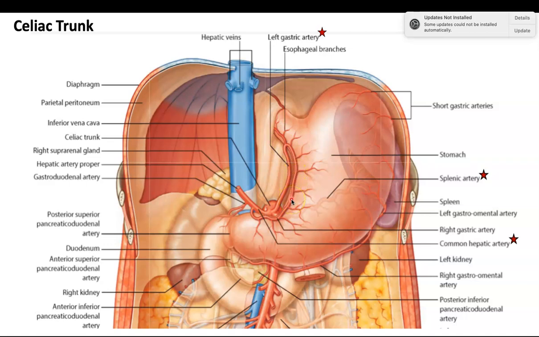And then the left gastric artery comes down along the lesser curvature of the stomach. Okay, here around the middle of the lesser curvature, it anastomoses with the right gastric artery, which is a branch of the common hepatic artery. See, this is the common hepatic artery. This gives a branch which is the right gastric artery. In the lesser curvature of the stomach, the right gastric artery, which is a branch of the common hepatic artery, anastomoses with the left gastric artery, which is another branch of the celiac trunk.